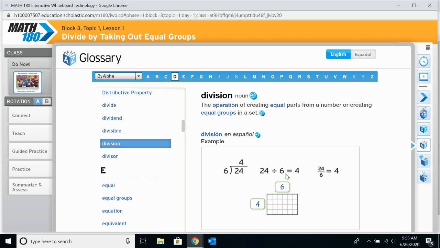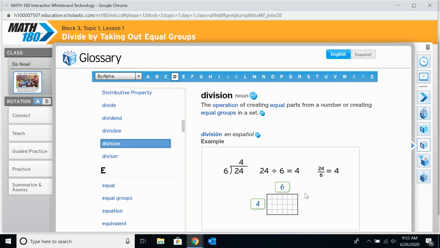If you're not sure, what you want to do is draw out 6 boxes, because we're dividing by 6, right? 1, 2, 3, 4, 5, 6, and then you just keep making groups of 6 until you get a total of 24. Once you get that, then you can count how many groups you have. In this case, you have 4 groups. 4 groups of 6 is equal to 24. Remember, division is the opposite of multiplication.